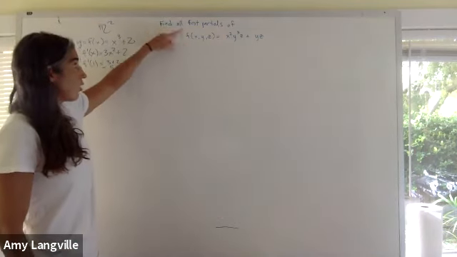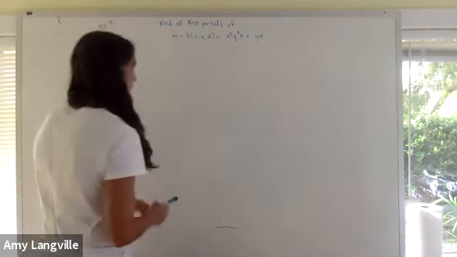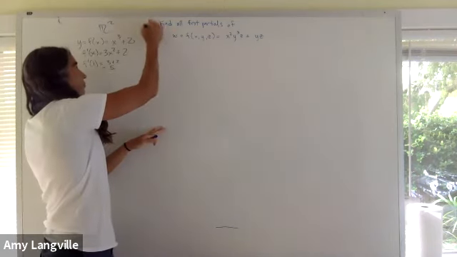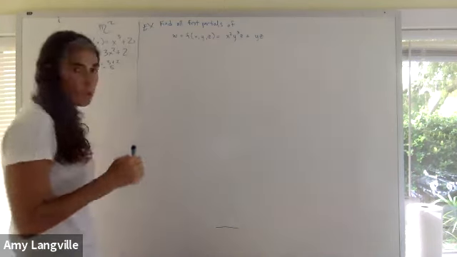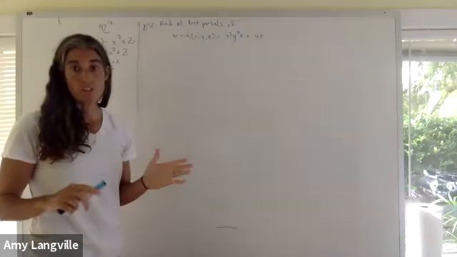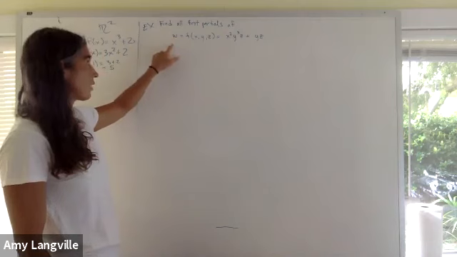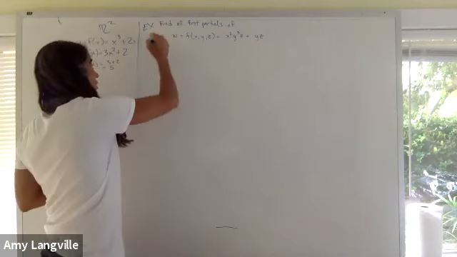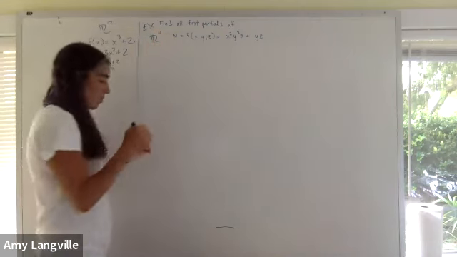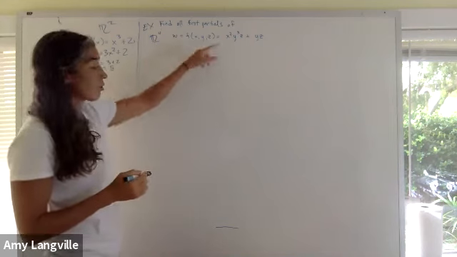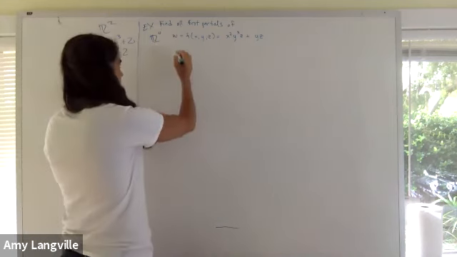First one, find all first partials of this function. So this is an example we want to start with. First of all, what type of function is this? Where does it live? What kind of space? So 1, 2, 3 independent variables affecting a fourth, so it lives in R4. So how many first partials? 1, 2, 3. So we'll get all first partials.